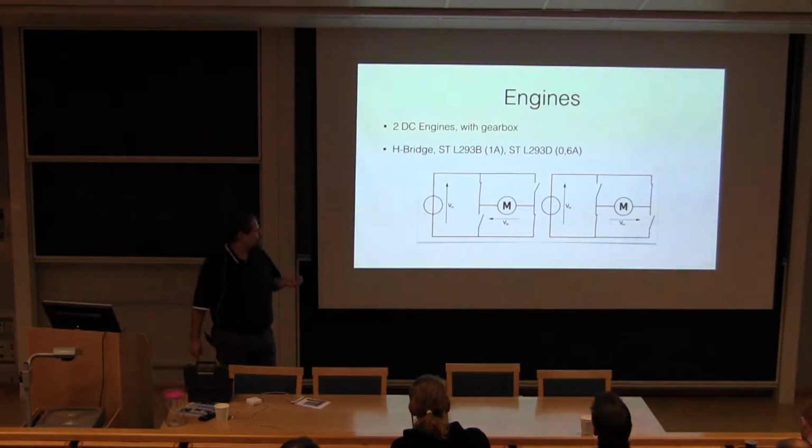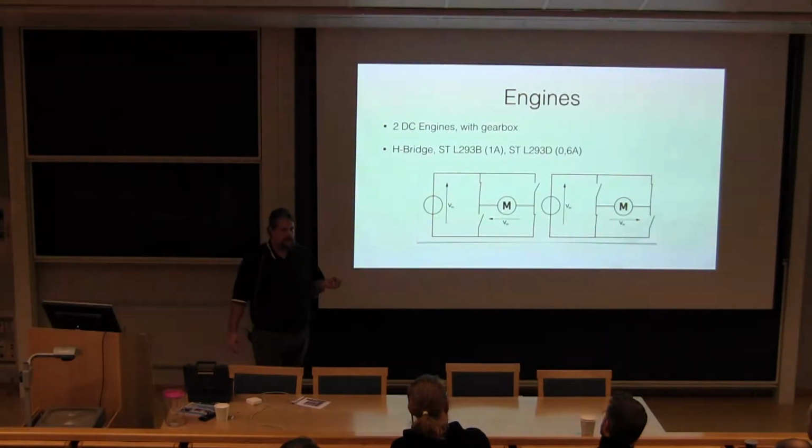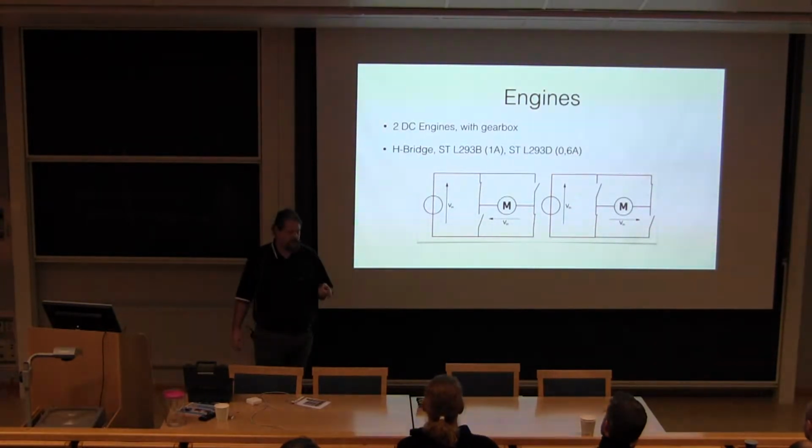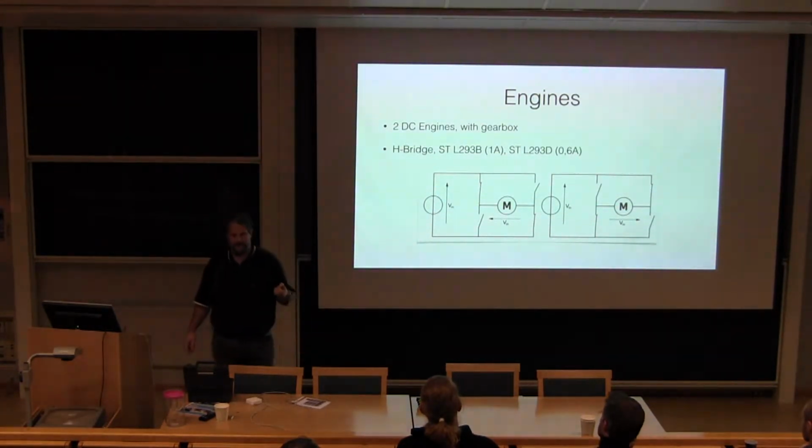So that's the idea. Also, when you run a DC engine, you always try to run it using the optimal voltage. And for these engines, that is 6 volts. And you regulate the speed of the engine by turning it on and off quickly, using a PWM signal.